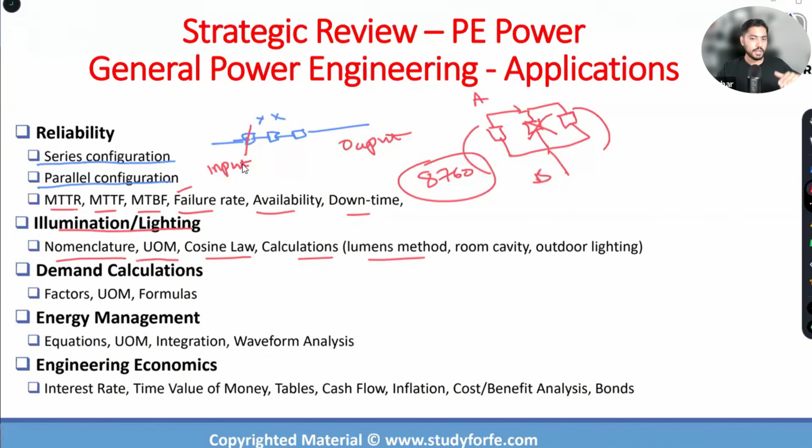Your working plane at different elevations. And that also leads us into room cavity calculations. Pretty simple, straightforward, and you should not lose any point on them. Just make sure you sketch these problems out properly, and that will help you understand these concepts even better. And outdoor lighting is very similar to the lumens method that we do for indoor lighting. Okay. Then we have demand calculations.